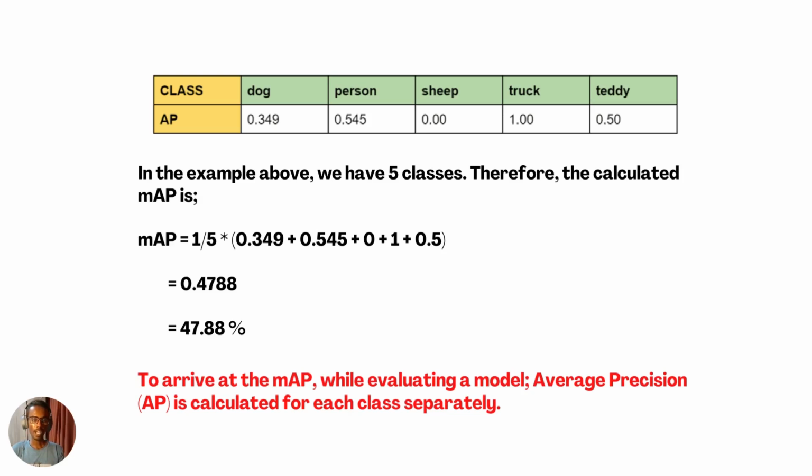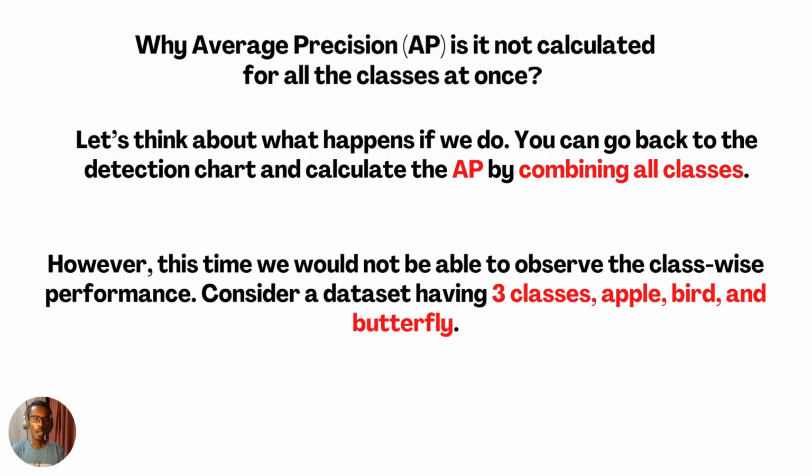So to arrive at the mean average precision while evaluating a model, average precision is calculated for each class separately. Now, you might ask why average precision is not calculated for all the classes at once. So let's think about what happens if we do. You can go back to the detection chart and calculate the average precision by combining all of the classes. However, this time, we would not be able to observe the class-wise performance.